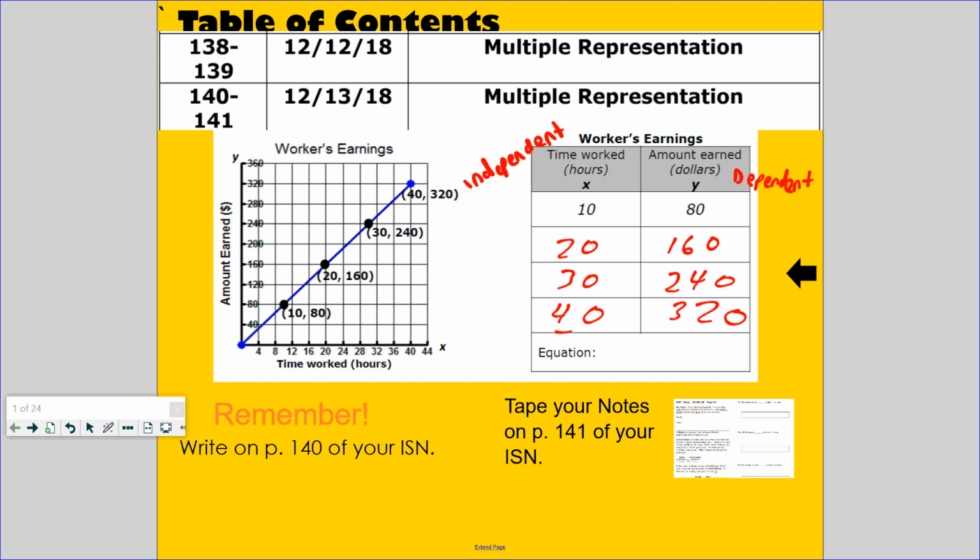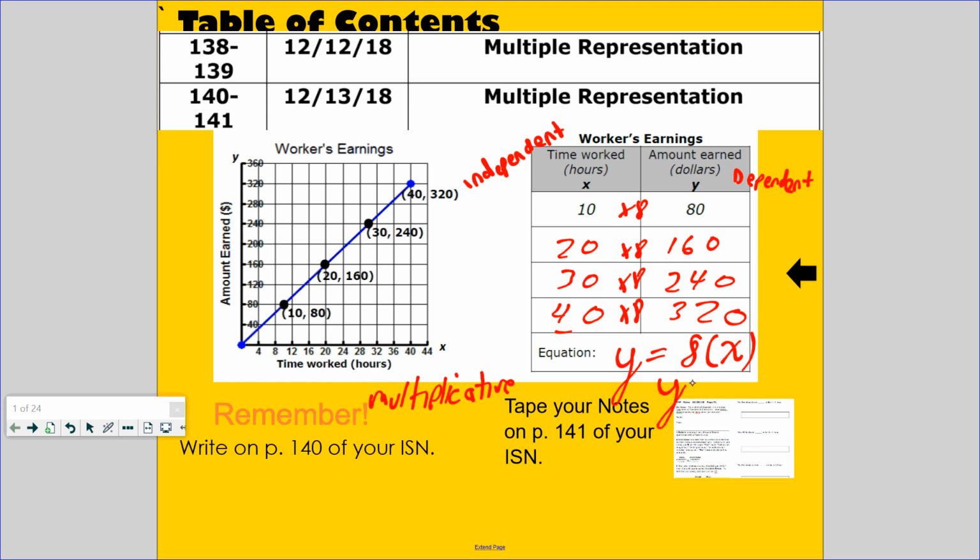What is the relationship between 10 and 80? Is it multiplicative or additive? What's the relationship between 20 and 160, 30 and 240, and 40 and 320? I think the relationship is multiplicative. Why do you say that? Because I believe you're multiplying by 8. So it's y equals 8 groups of x.